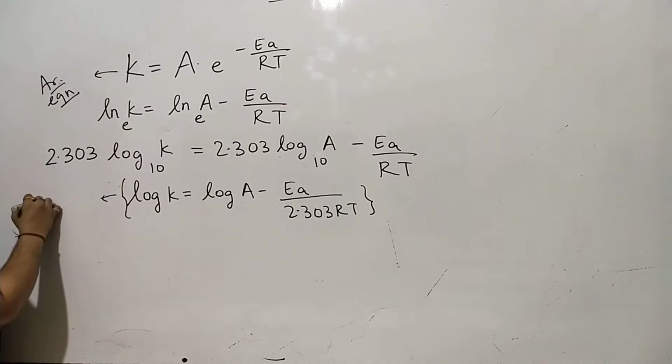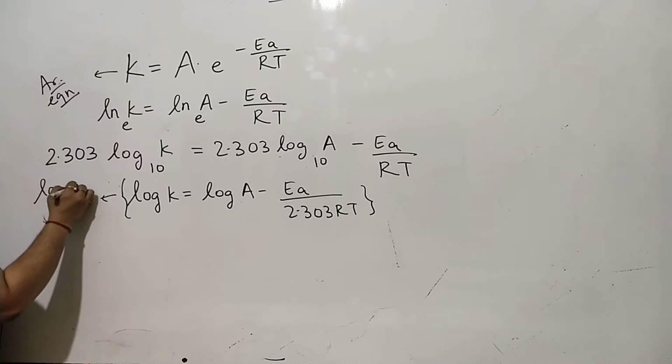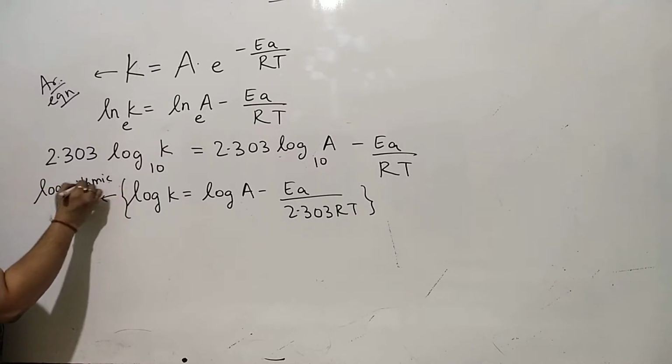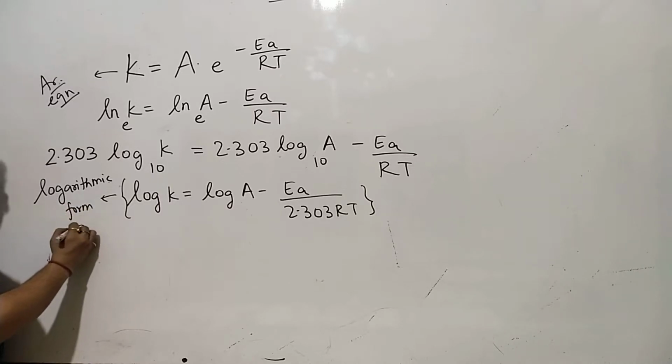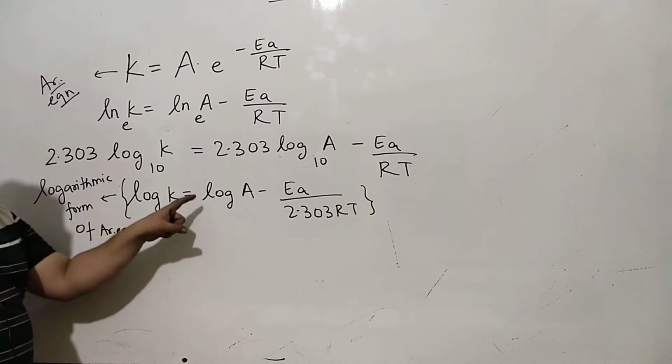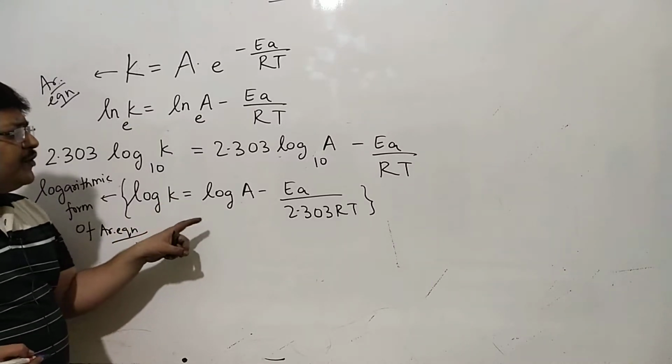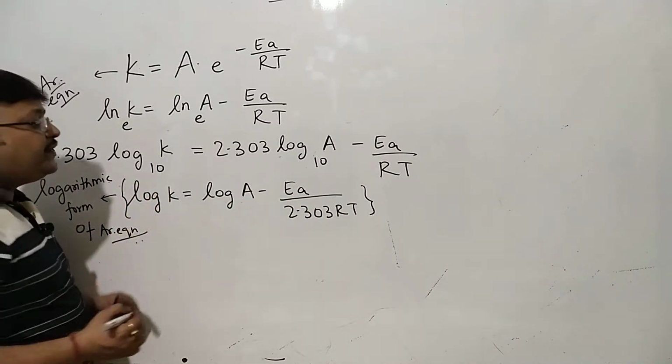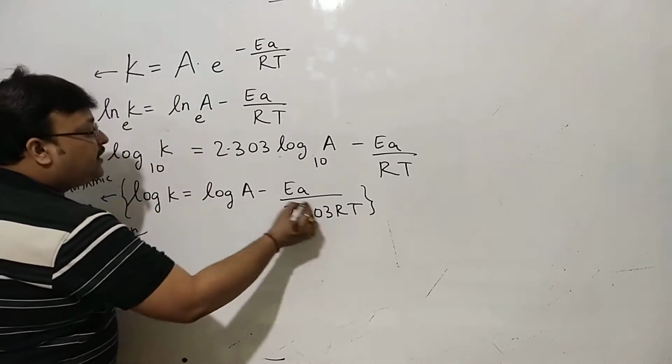And if this was Arrhenius equation, you call this the logarithmic form of Arrhenius equation. This is more student friendly, because right away, for two different temperatures, you could write two different k values.